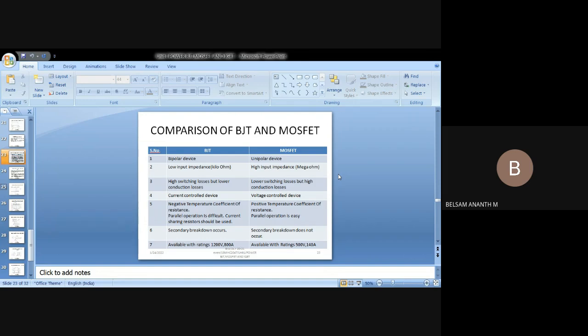BJT is available with a rating of 800 amps up to 1200 volts, but the MOSFET you may have with various ratings, like 500 volts, 140 amps. That's why we may go ahead with a MOSFET for something like an SMPS, right? But the BJT has a different rating.